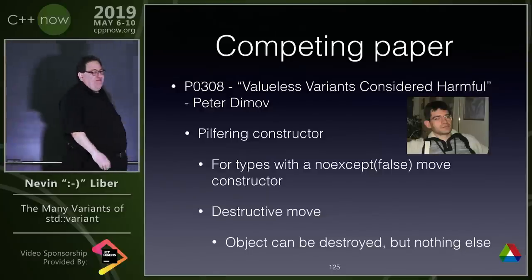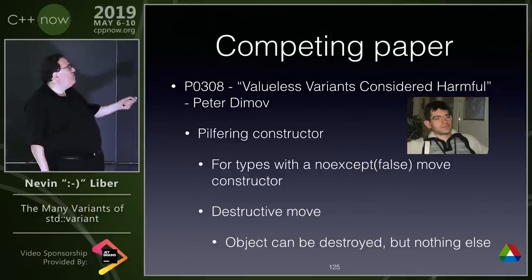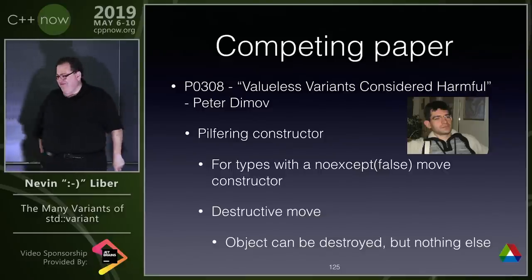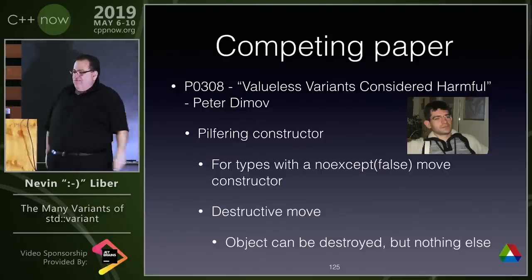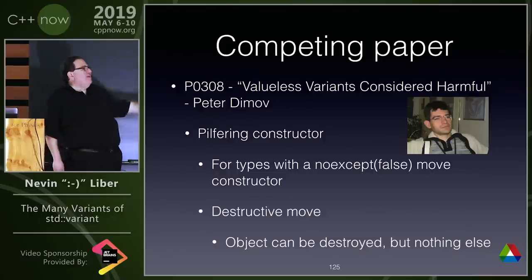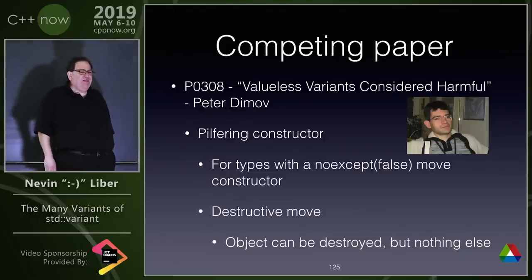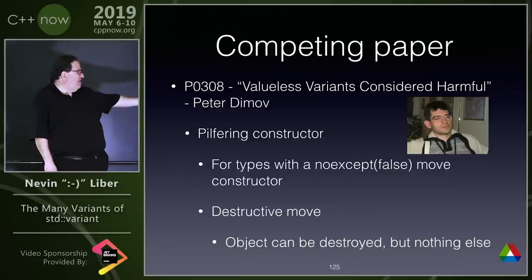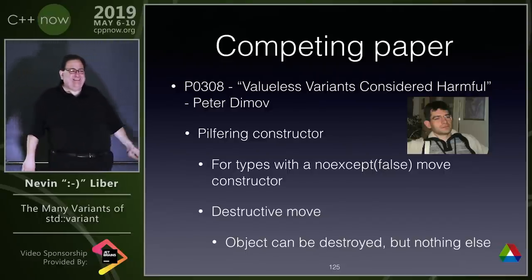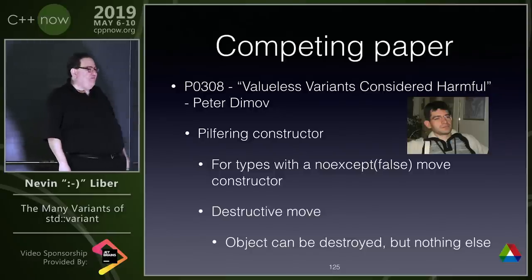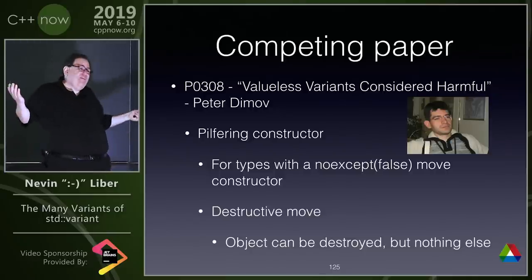Peter Dimov is not happy with this, by the way. He really wants the never-empty guarantee. So he proposed "valueless variants considered harmful," a pilfering constructor for types that can throw on move, and kind of about destructive move kinds of things. The committee keeps trying to put destructive move into it. We'll see if that ever happens.